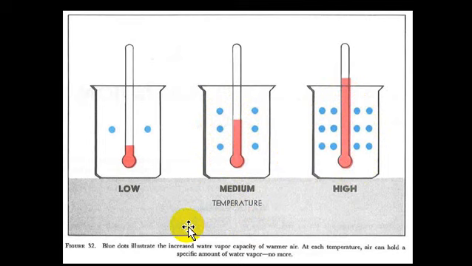All right, so we need to understand that the warmer it gets, the more water vapor you have in the air. So the caption: blue dots illustrate the increased water vapor capacity of warmer air. Capacity. It's capable of holding more water vapor. At each temperature, air can hold a specific amount of water vapor, no more. So here at the low, two dots represent a low relative humidity, low water capacity, medium, and high temperature, high.